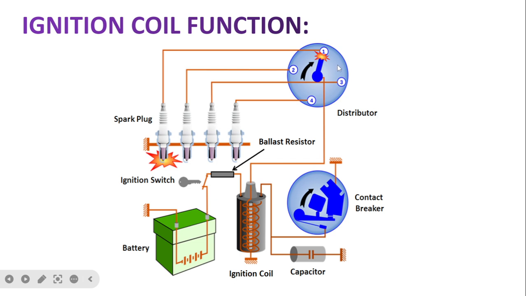Okay, this is how the distributor works. It has one rotating needle, and this rotates clockwise: first number, second number, third and fourth. They have given the names first, second, third and fourth to the spark plugs. Now, how will the firing order happen?